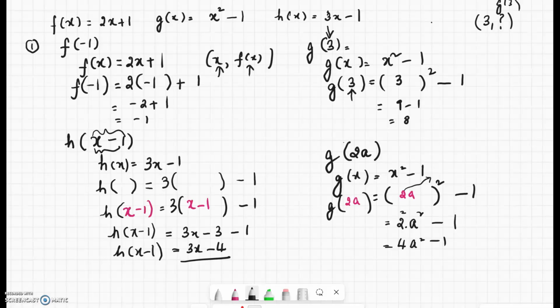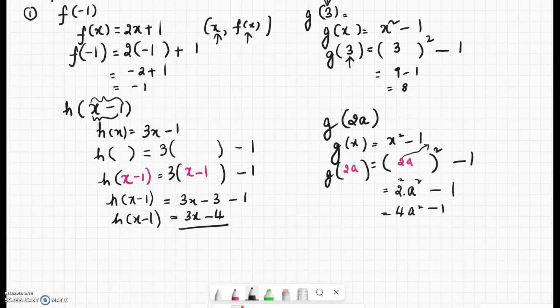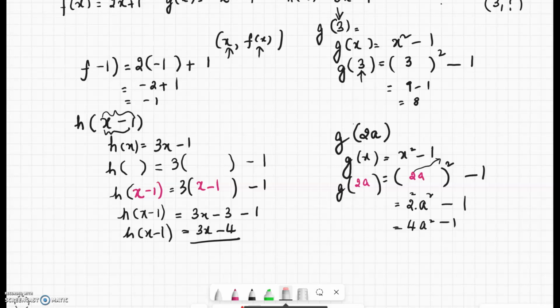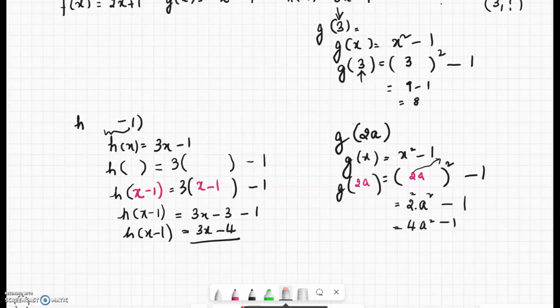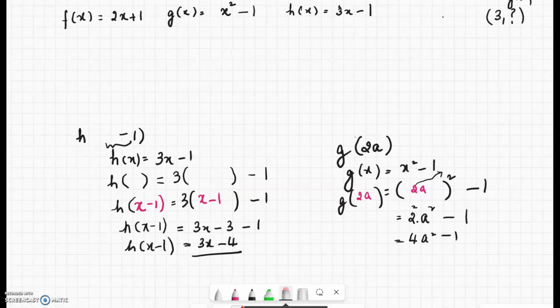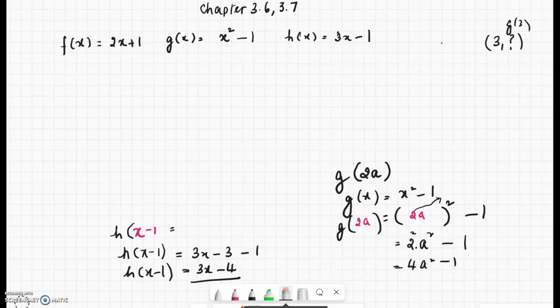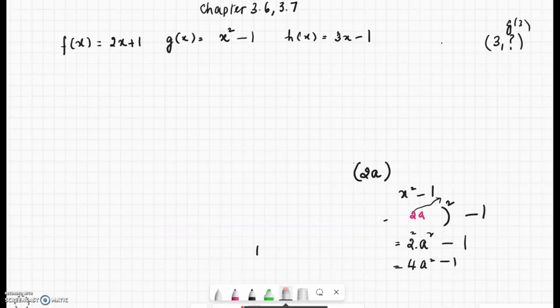So it's just as simple as plugging a number into the rule, which is your algebraic equation, and figuring out what the answer is. Now, just like numbers, if we have two numbers, we can add numbers, we can subtract numbers, we can divide one number by the other. So we can do the same thing with functions.